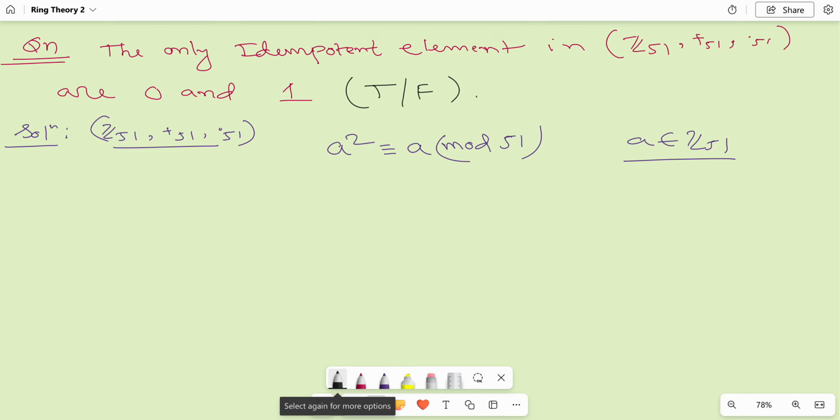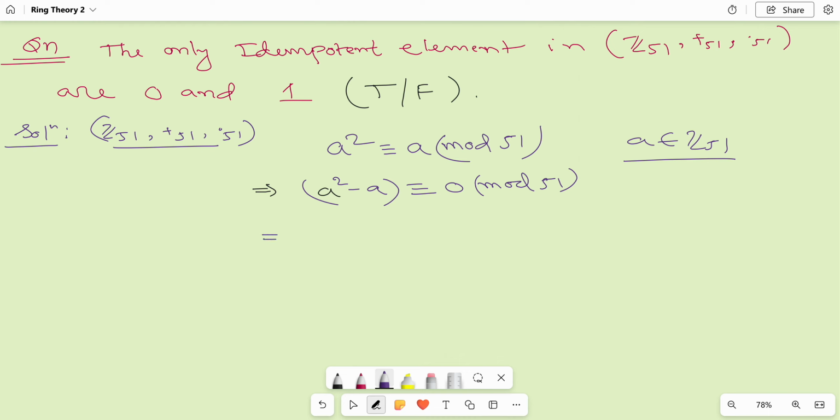So similarly, clearly 0 is satisfying, 1 is also satisfying, but we are looking for whether there exist more or not. What are the elements satisfying this equality? Let me see. This implies that a square minus a is congruent to 0 mod 51, because we are in Z51, so we have to consider under modulo 51, right?